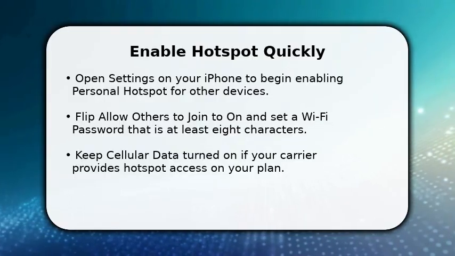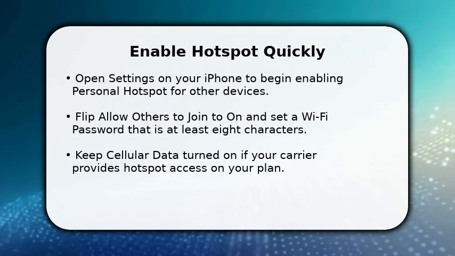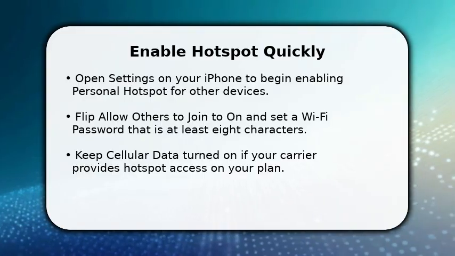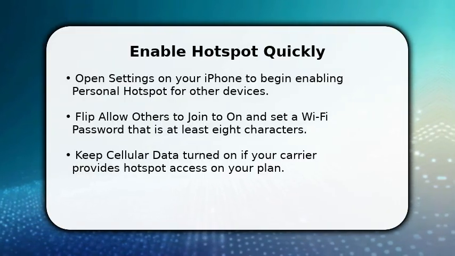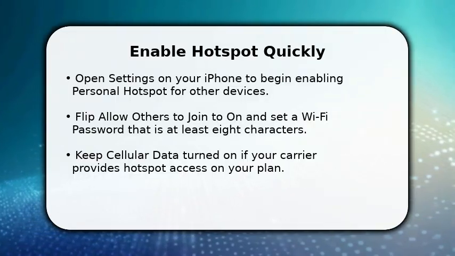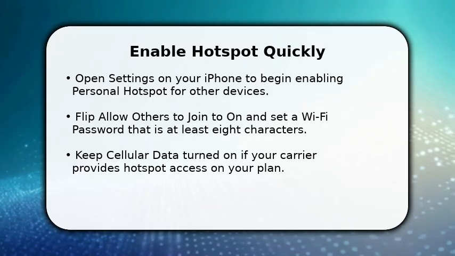Open Settings on your iPhone to begin enabling Personal Hotspot for other devices. Tap Cellular, then tap Personal Hotspot, or tap Personal Hotspot directly from Settings. Flip Allow others to join to on and set a Wi-Fi password that is at least 8 characters.